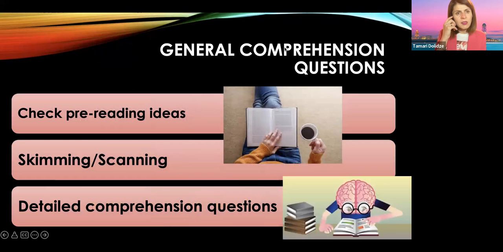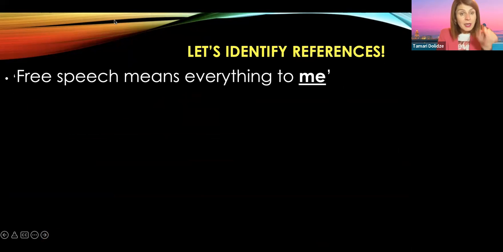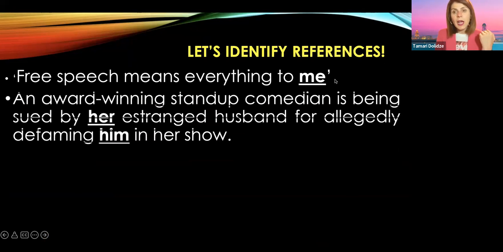So once again, general comprehension questions can be very effectively used for checking pre-reading ideas. At the same time, this can definitely be done during the skimming and scanning stage, and then we can very smoothly, gradually and logically transition to detailed comprehension questions together with our learners. And when we talk about the scanning stage or reading for details, here we can actually help our students to identify the references which they might not be able to identify at the very beginning.